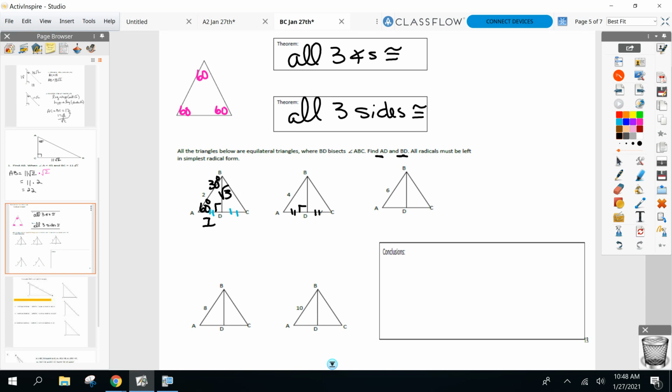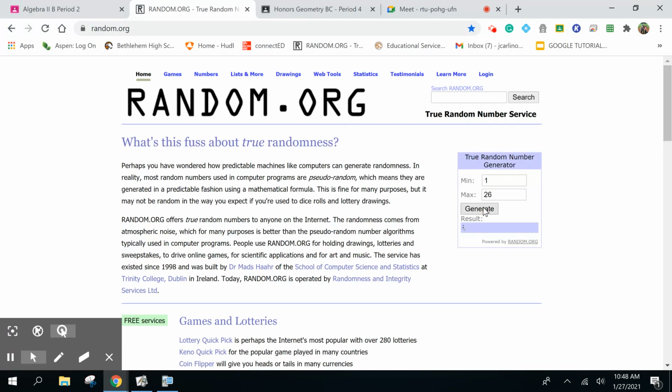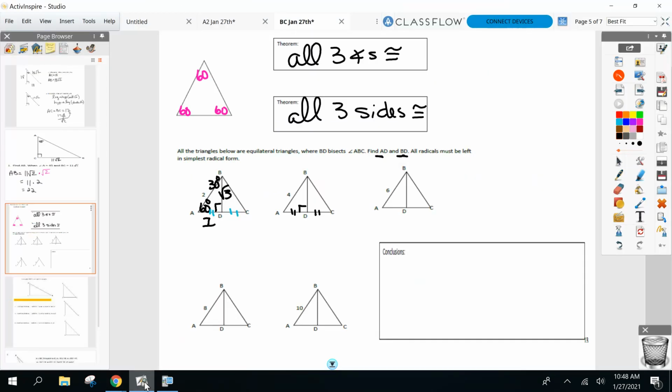All right, let's roll. Triangle where the hypotenuse was 4, AB was 4. What did you get for AD and BD? Emma, second triangle. What did you get for AD? I got 2. Darn right you did. And how about BD? 2 radical 3.